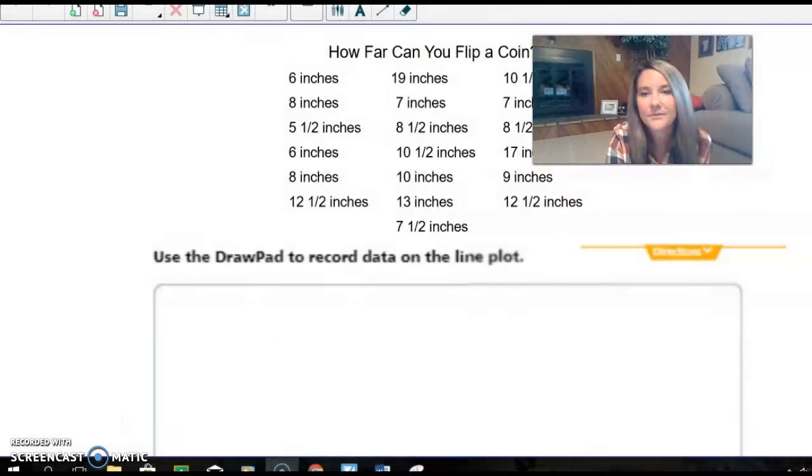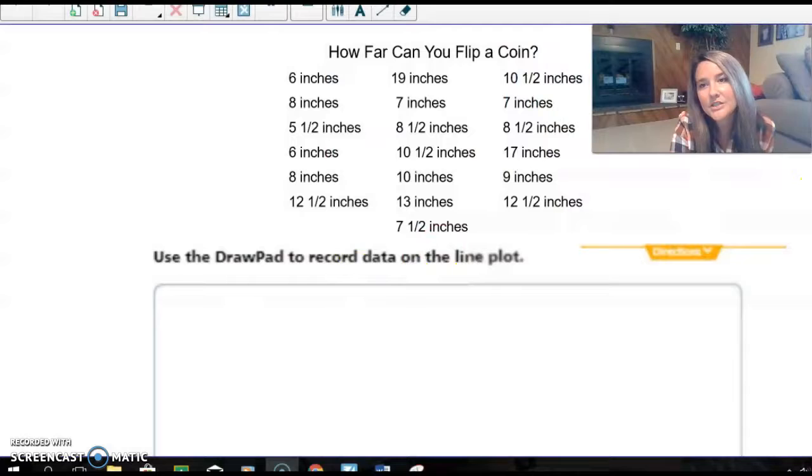Hey, my third grade mathematicians, we are ready to create a line plot with the data of flipping a coin. Now, in your book, it'll say how far can a grade 3 student blow a pattern block, but we really don't want to be blowing on anything these days, and so we did the activity of flipping a coin. So I've got data here that you can look at right here.